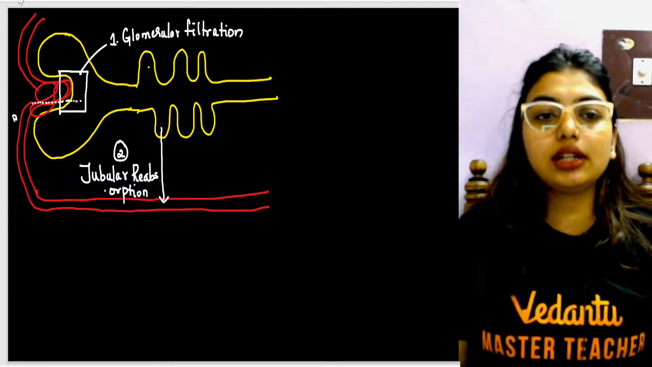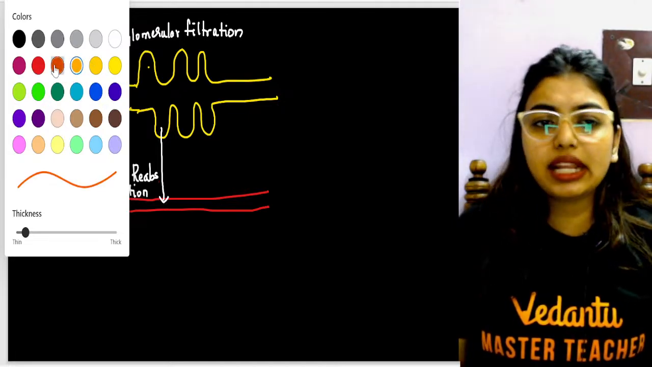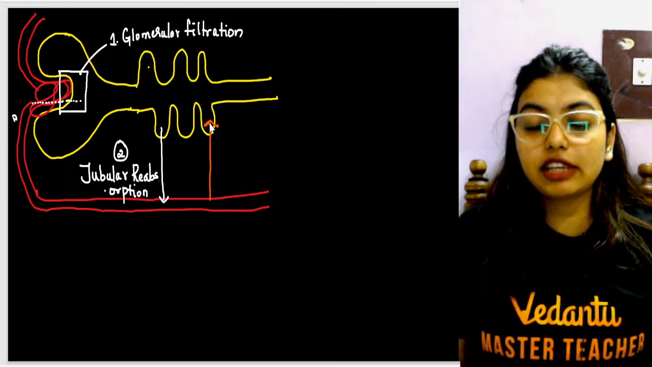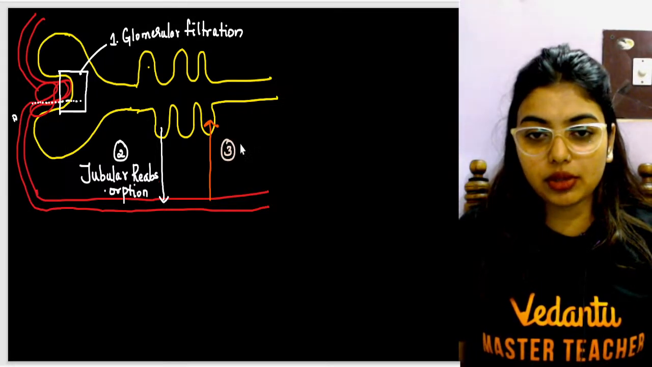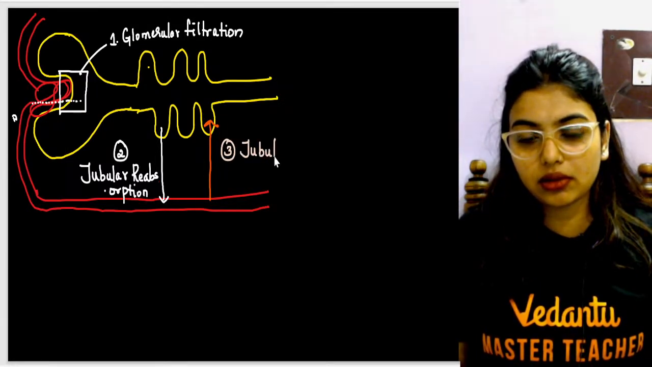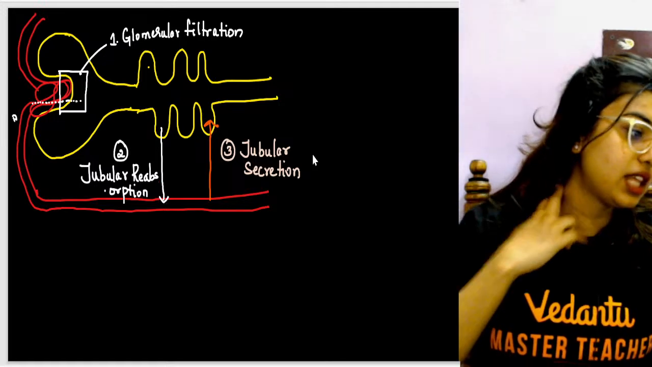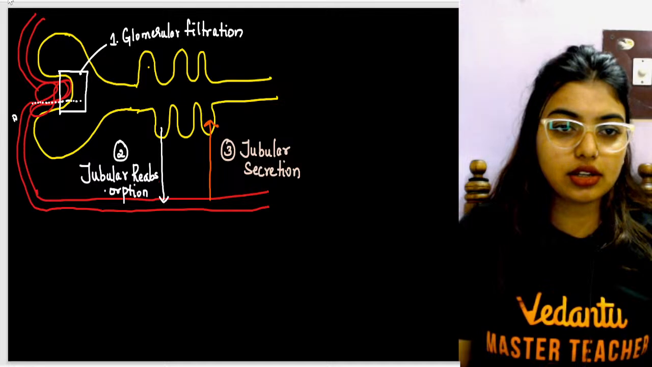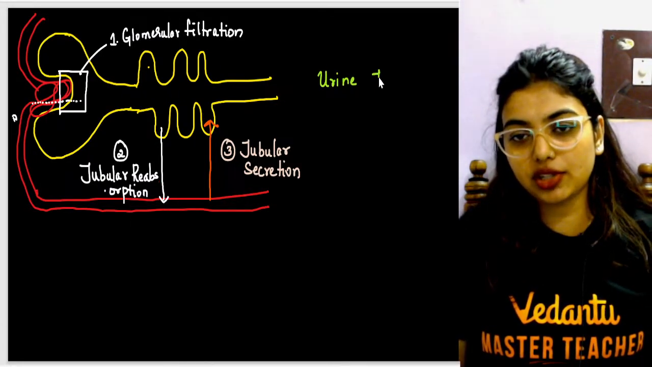Now the third step. Blood would have got so many necessary and unnecessary things. Now blood will be like, I don't want this. This should go back in the form of urine. So it will give back, which is called tubular secretion. Got it? These are the three main steps of your entire urine formation.